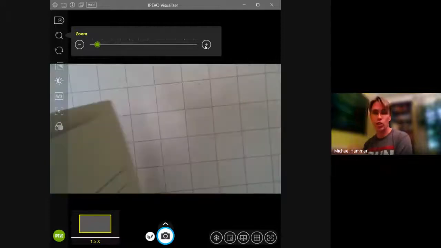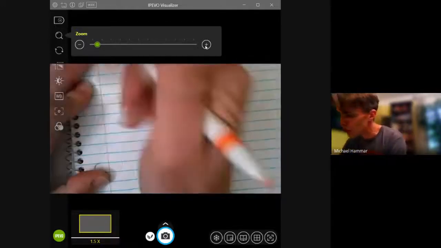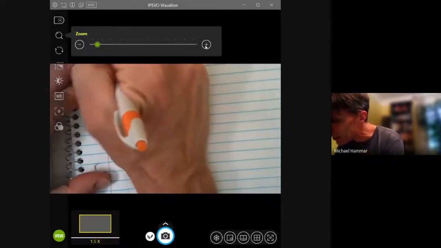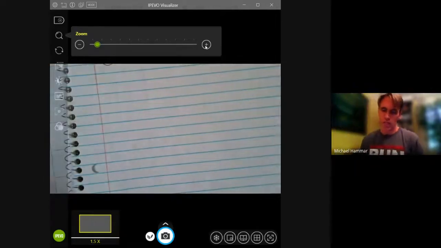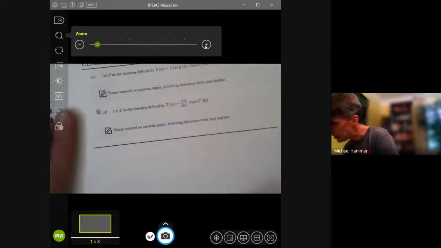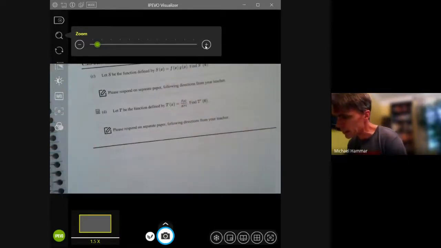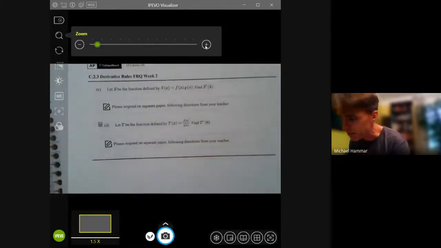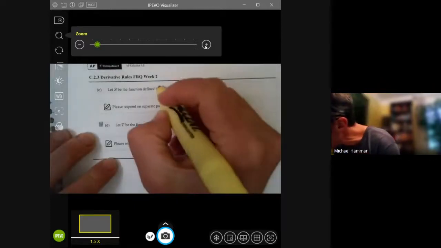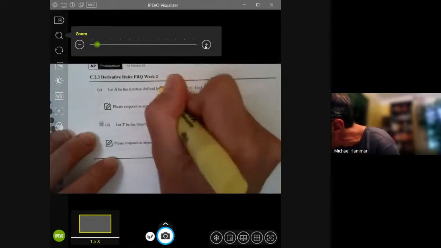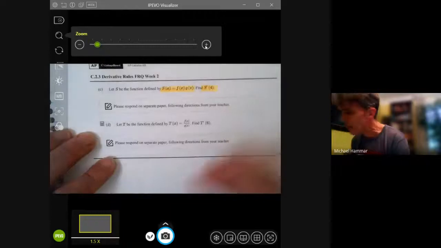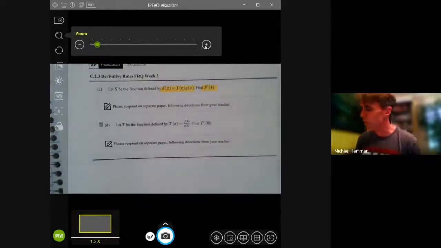Question C is going to ask a very similar type of question. If we go back to the problem and look at question C, it says S is the function defined by S of x equals f of x times g of x, and they want us to find S prime of 5.